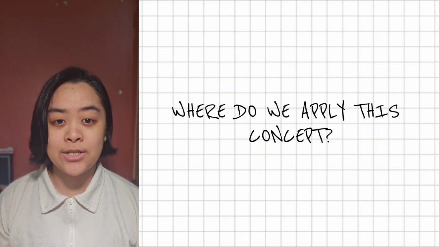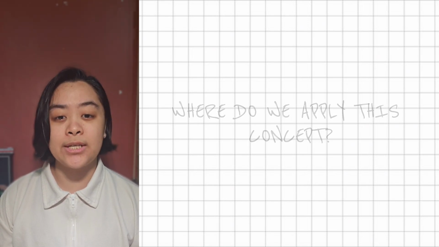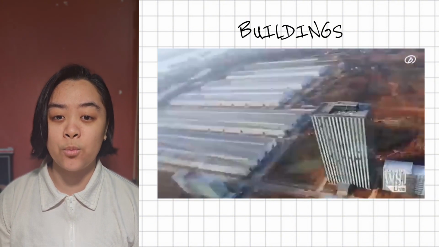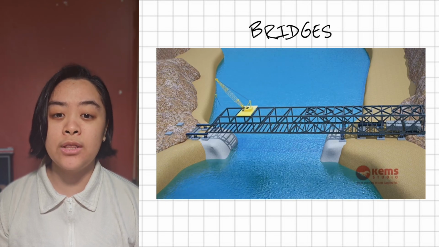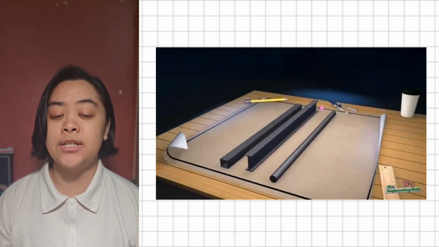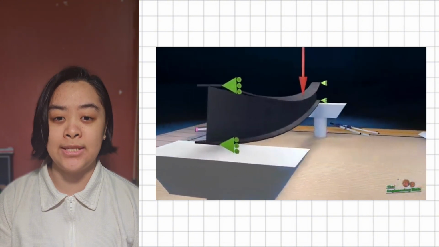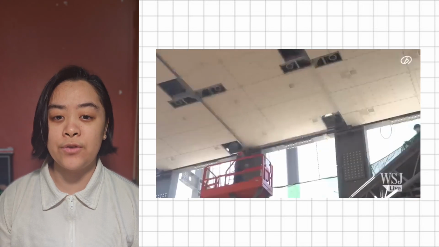So where do we apply this concept? Actually, the applications are vast. A brief example of these are buildings. In skyscrapers, understanding plastic moments helps ensure that they can withstand wind loads and earthquakes. There are also bridges, where engineers use this concept when designing bridges to ensure that they can handle heavy vehicles without collapsing. The plastic moment is not just an abstract idea. It's a fundamental principle that plays a crucial role in engineering and design. By understanding how materials behave under stress, we can create safer and more efficient structures that stand the test of time.